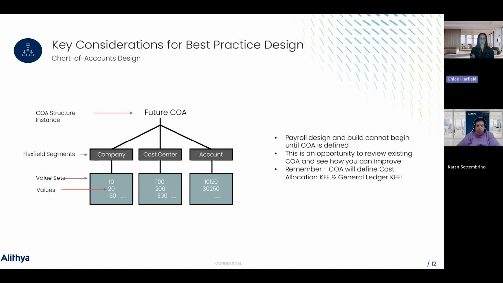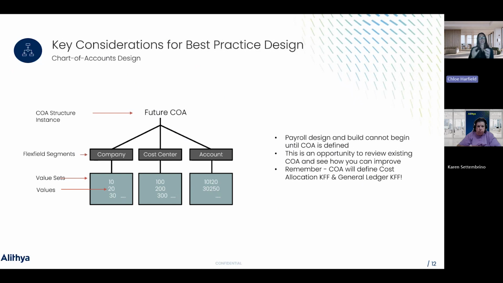But really, the key point, like Karen said, is payroll design and build cannot begin until the chart of accounts is defined. If you think about all of the different inputs that we need to plug into the system when it comes to capturing all of those different payroll costs based on the hierarchies that you define for your organization, all of those earnings and deductions that are calculated need to have a place to land.